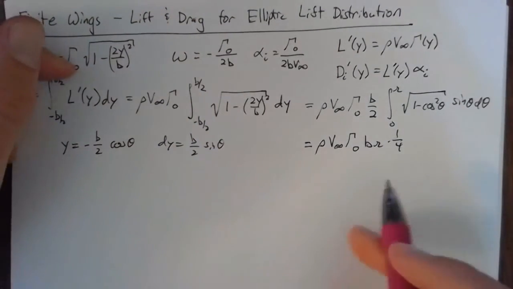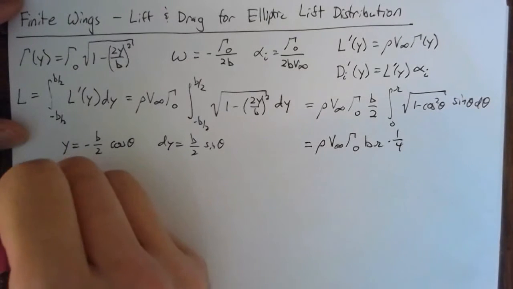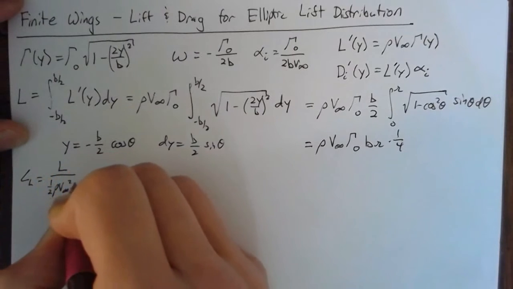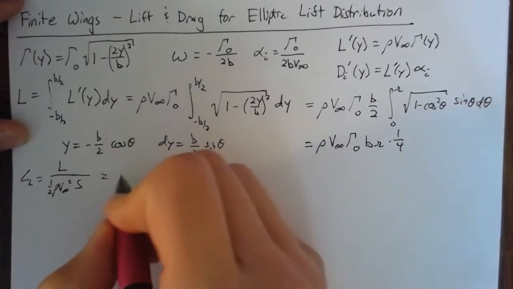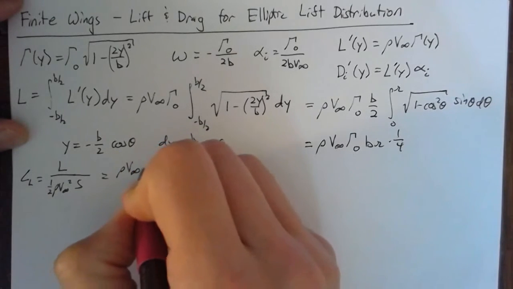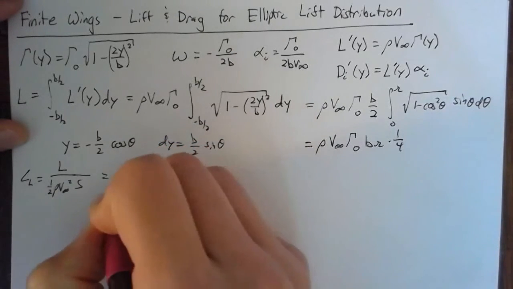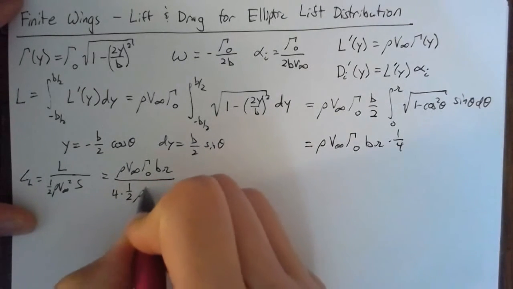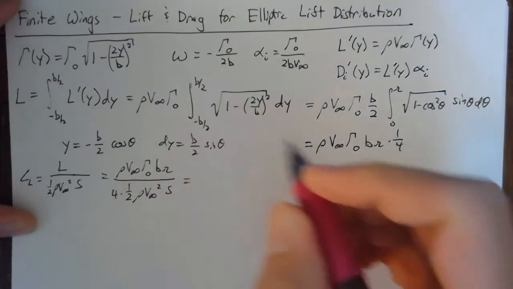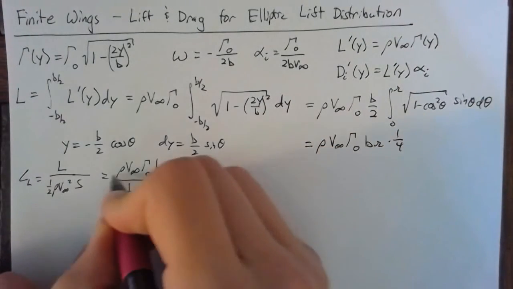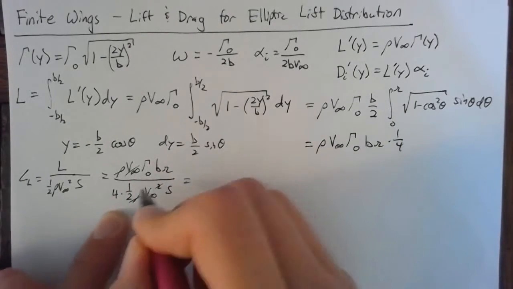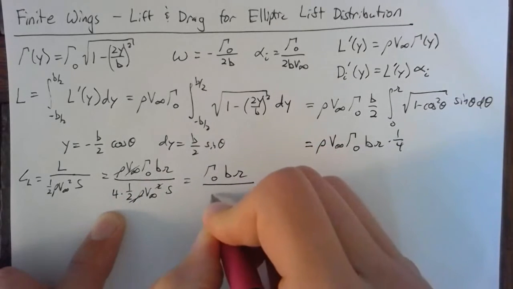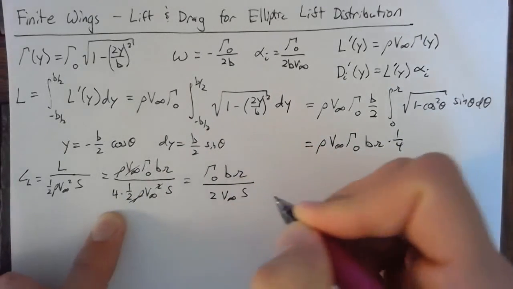Okay, but normally we're interested in looking at the coefficient of lift. So the CL is simply equal to lift over 1/2 rho v infinity squared times s. So this is going to be rho times v infinity times gamma naught b pi all over 4 times 1/2 times rho v infinity squared times s. So the rho and the top v infinity go away, and we're left with gamma naught b times pi all over 2 v infinity s.